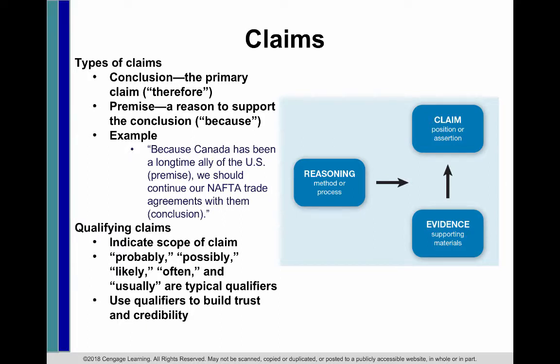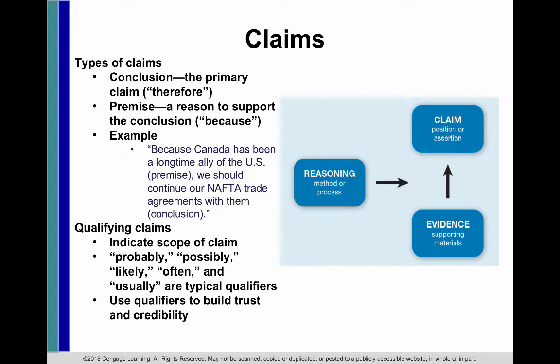The claim is the position or assertion you want the audience to accept. There are two different types of claims. The conclusion, or the primary claim, which is the thesis sentence of your speech. The main overall claim that you want the audience to accept. Don't confuse this term with the conclusion of your speech. That's a different thing altogether.